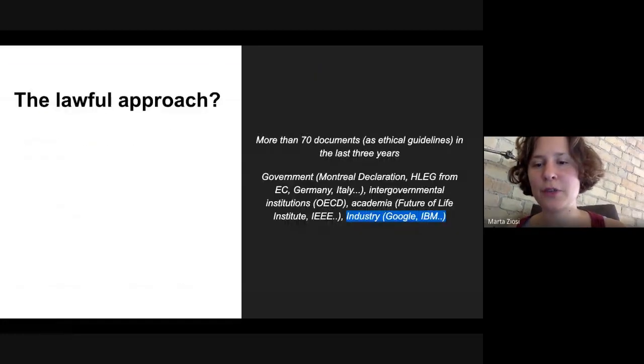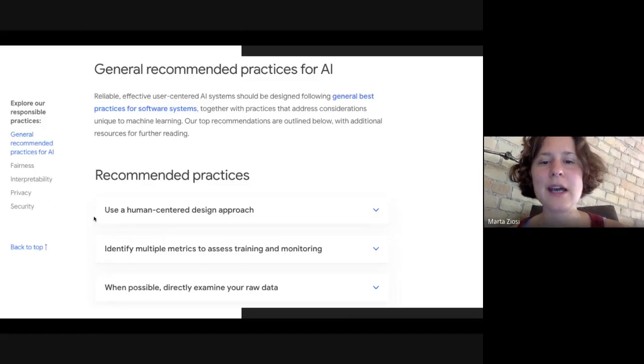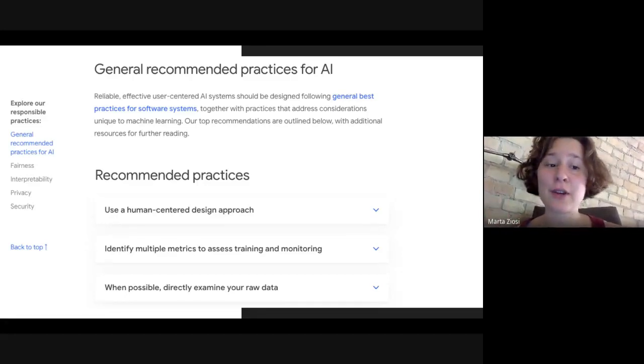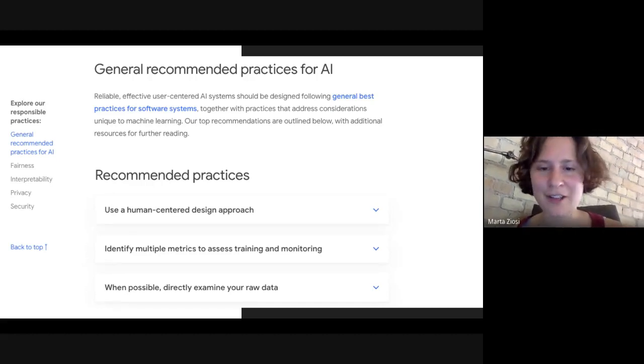Finally, industry, like Google and IBM, were quite quick. For example, Google just lists fairness, interpretability, privacy and security. I went into the definitions and they maybe have one line to define fairness, but to their credit, they have also been developing together. Also, IBM made a lot of efforts on fairness and stuff like this. So the issue is more complicated than what I make it appear.